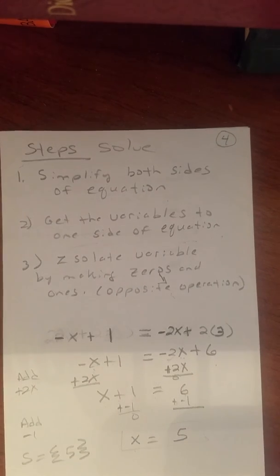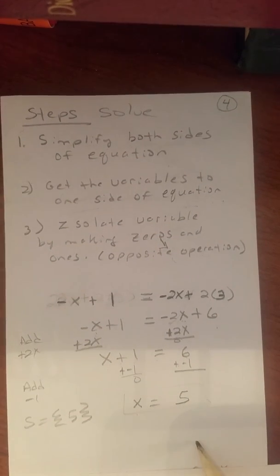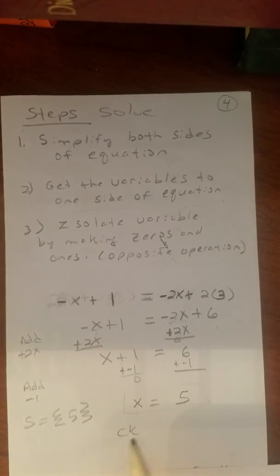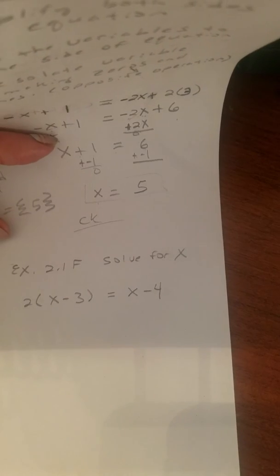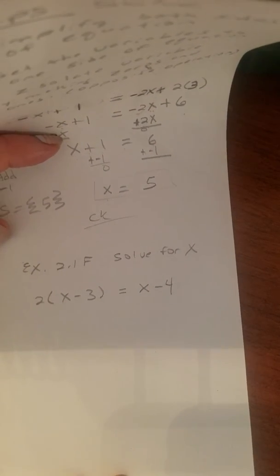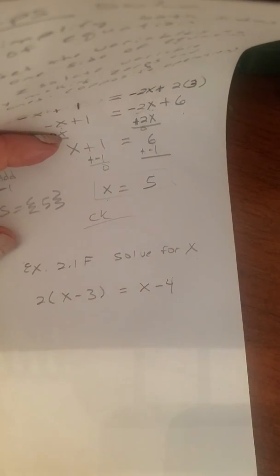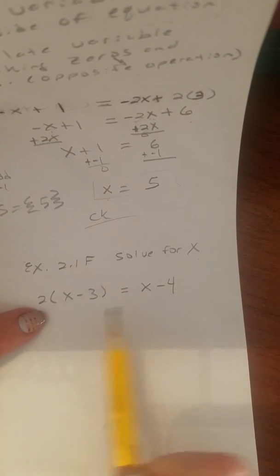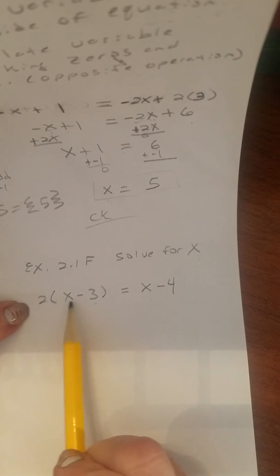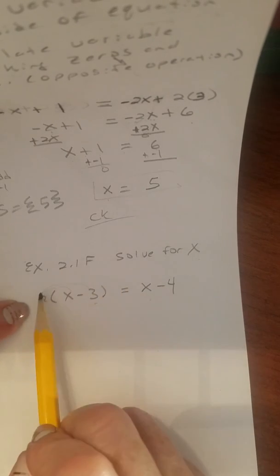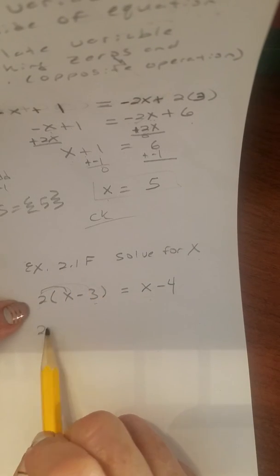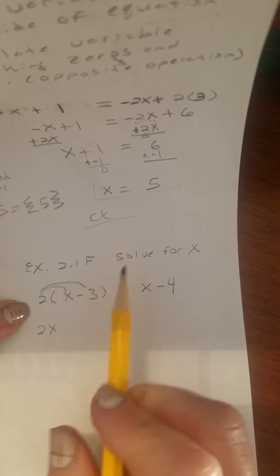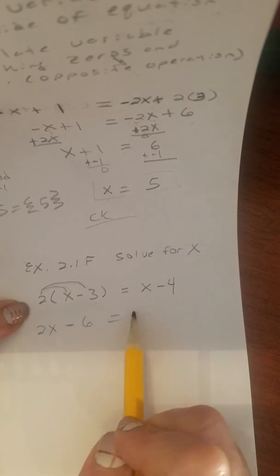And you could do a check step here. I'm not going to take the time to do the check step, but I am going to go to the next problem, which is your last exercise in the book. Again, it says solve for x. So again, you're going to look on the right side. Can I simplify anything? No. On the left side, can I simplify? Yes, I can distribute this 2 out. So 2 times x is 2x, and 2 times 3 is a negative 6.